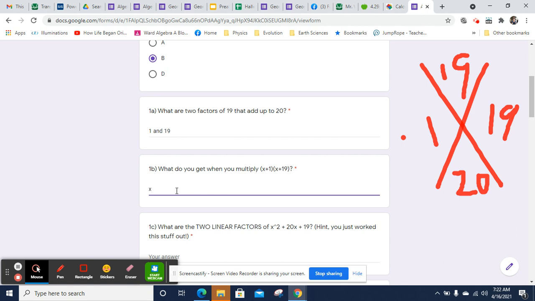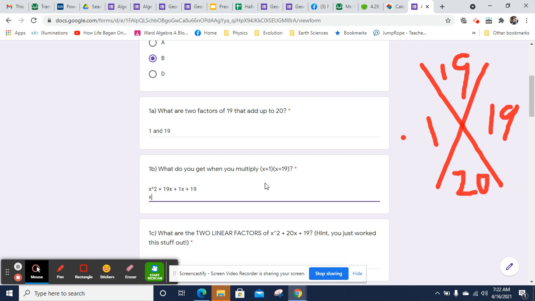So that's x times x, so that's x squared. That's what we're going to do in the beginning. Then we're going to do 1 times x and 19 times x, so plus 19x plus 1x. That's where that 20 is coming from. And then plus 19, and we put it all together, we get x squared plus 20x plus 19.